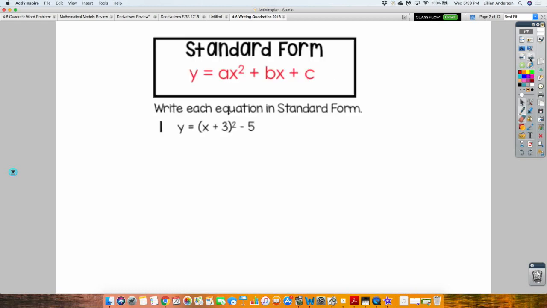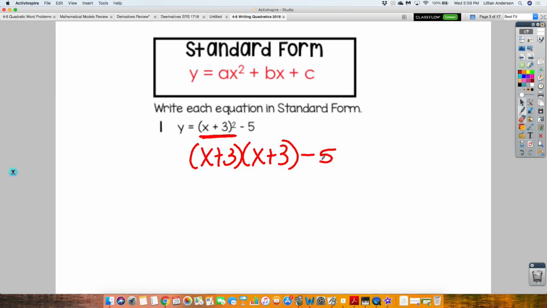Now we know that standard form is ax squared plus bx plus c, and so if you notice, between vertex form, which we have in this example of y equals parentheses x plus 3 squared minus 5, vertex form has parentheses. Standard form doesn't. So to go from vertex form to standard form, we have to get rid of the parentheses. And when you see this expression right here, that basically means x plus 3 times x plus 3, which means we need to go ahead and FOIL that.